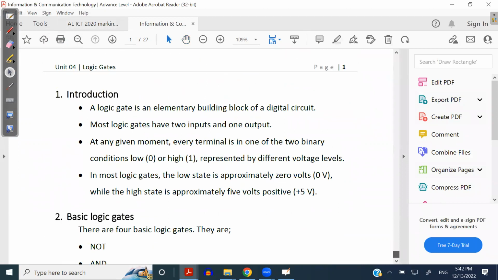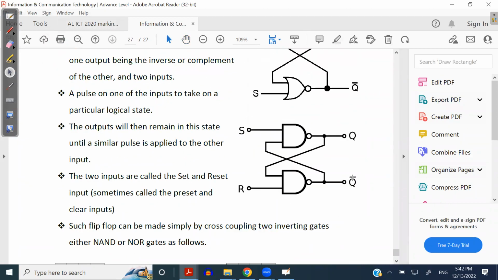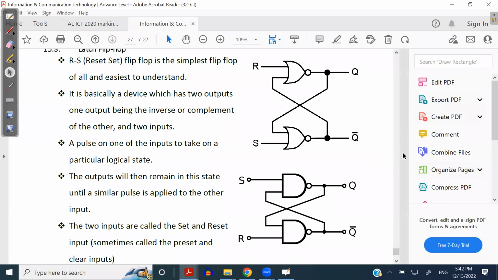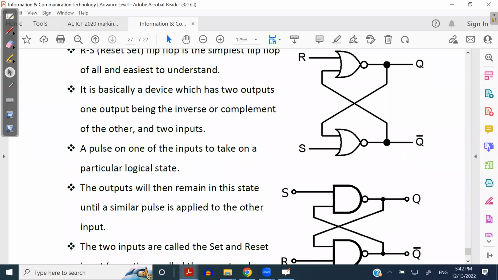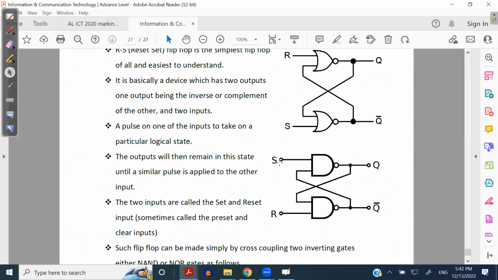Yes, the very last note gives you the picture about the flip flops. This is how the flip flops are going. So you can draw it either using 2 NOR gates or 2 NAND gates. This is the one which we use to create the memory components. This is one of the simple ones. There are many other flip flops.